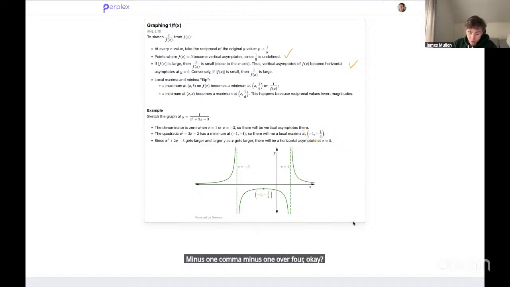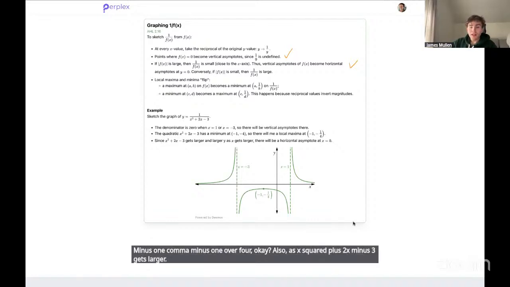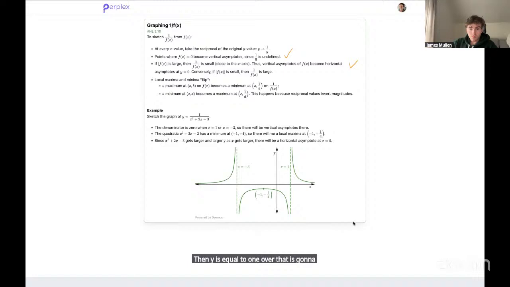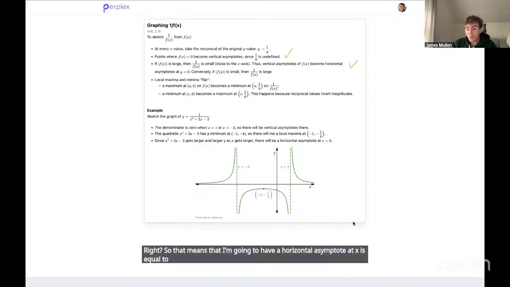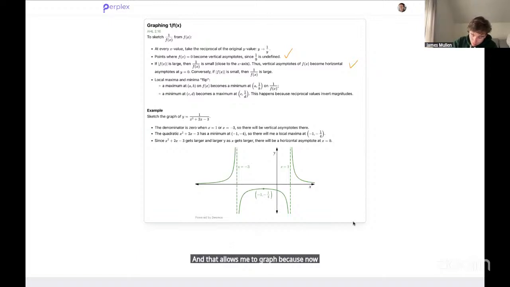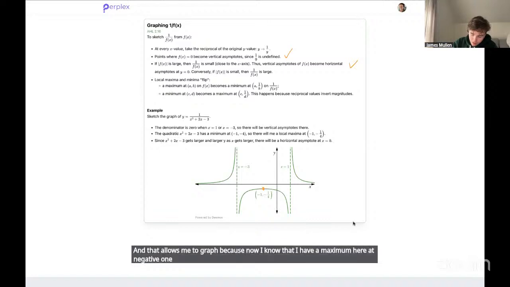Also, as x squared plus 2x minus 3 gets larger, then y equals 1 over that is going to approach 0, right? So that means I'm going to have a horizontal asymptote at y equals 0. That's everything that I need to know, and that allows me to graph, because now I know that I have a maximum here at (-1, -1/4), which means that I have to be concave down between here. And if this was the original quadratic, by the way, I know that it's going to still be positive over here and still be positive over there because there was no sign change.